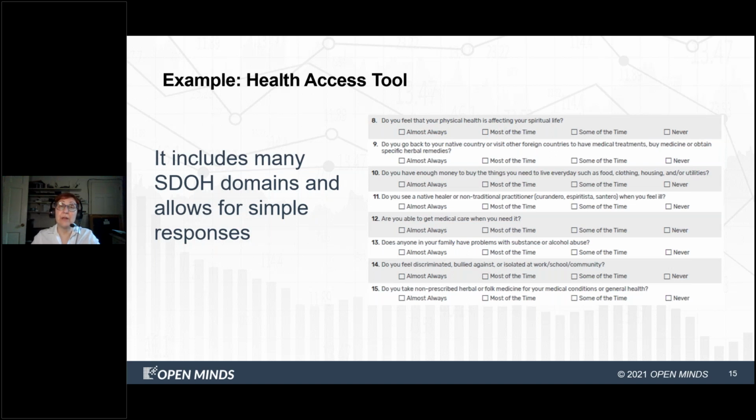Are you able to get medical care when you need it? Does anyone in your family have problems with substance abuse? Do you feel discriminated against, bullied, isolated? And do you take non-prescription herbal or folk medicine for your medical conditions? So this is a tool that, in an integrated way, asks some health status questions, but also throws in some of those social determinants of health questions. And again, it's only 15 questions, so it's relatively easy to do, and it doesn't take too much time.